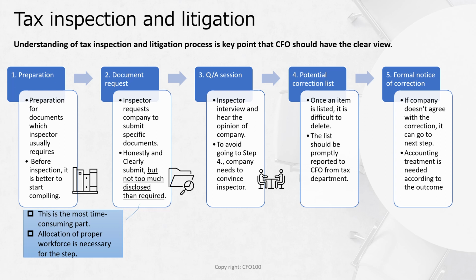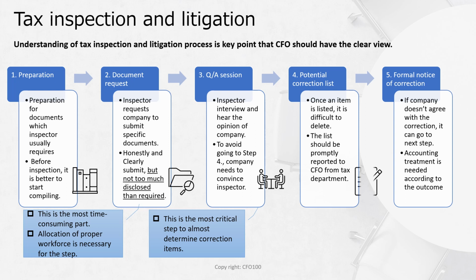In the fourth step, the tax inspector lists some of the potential items which will be corrected. In most countries, once the tax inspector lists the item, it will be retained in the final correction list. The tax department needs to inform the CFO of the listed items. By doing so, the CFO and the related divisions can understand the potential impact of tax correction.